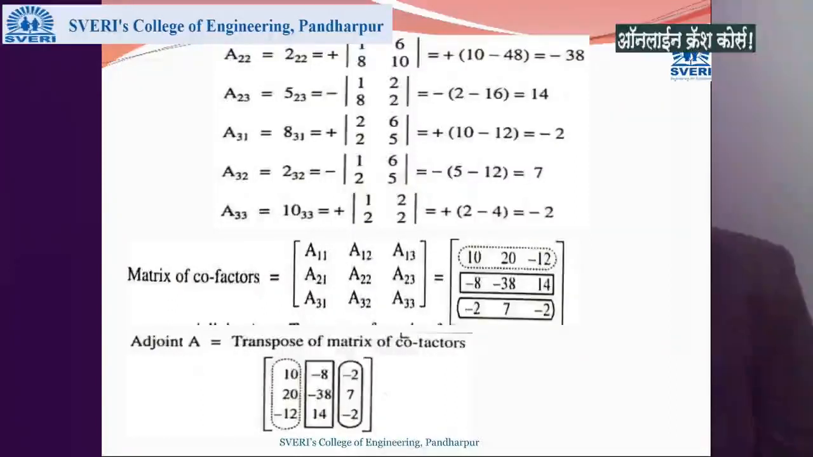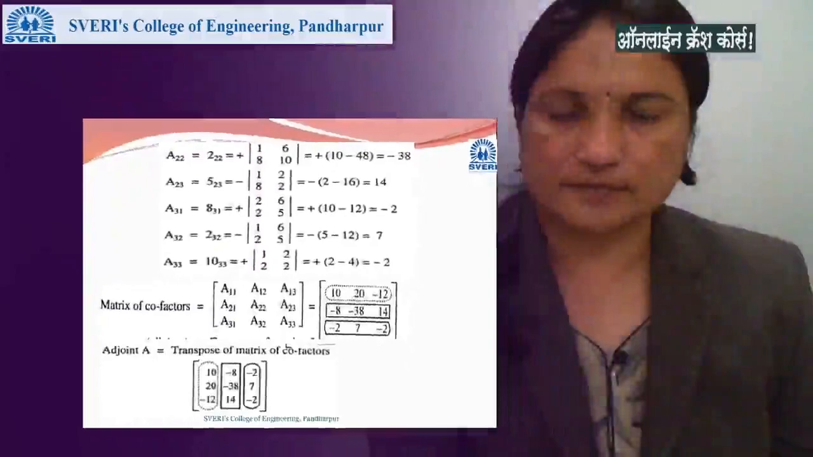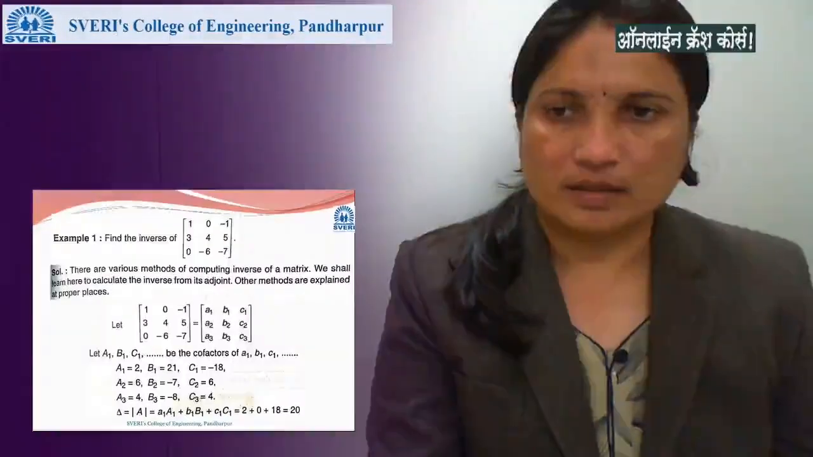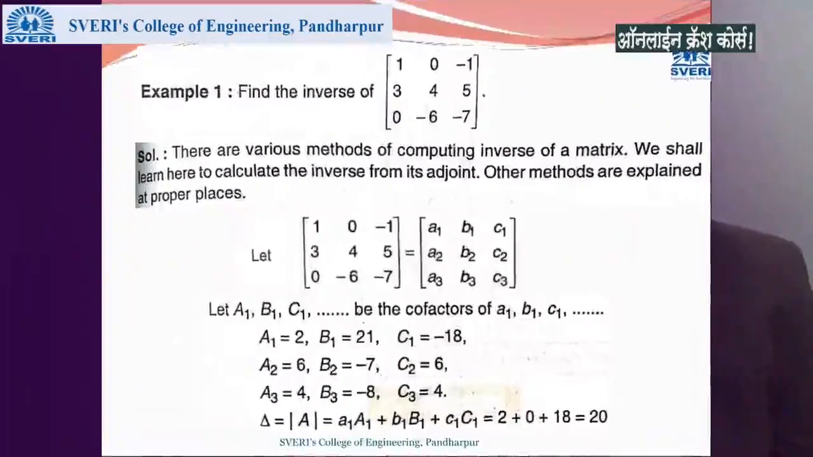Now adjoint of A is nothing but the transpose of the matrix of cofactors. Here we have the matrix of cofactors. Now its transpose will be the adjoint of A. So here the first row becomes the first column, the second row becomes the second column and the third row becomes the third column. So adjoint of A will be 10, minus 8, minus 2, 20, minus 38, 7, minus 12, 14 and minus 2. So by using this we can find the inverse of any matrix.